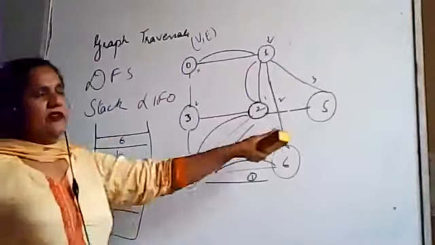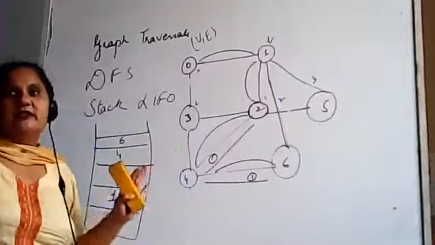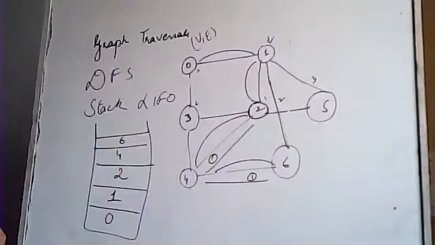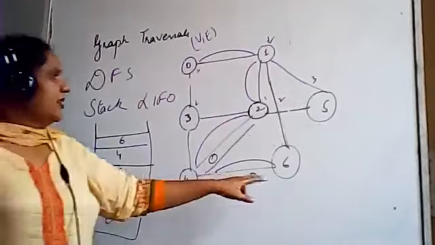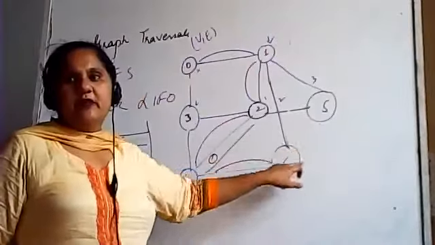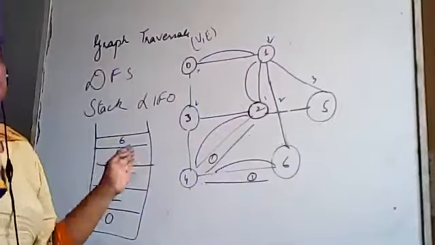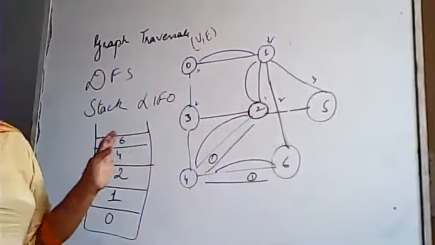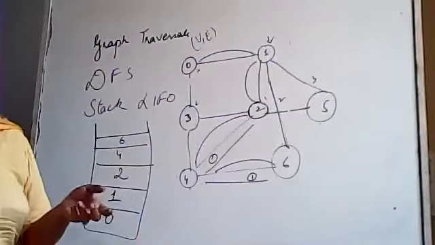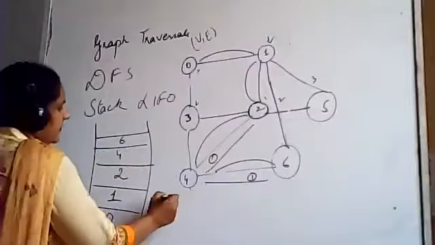Now we have skipped 5 here because we have not visited 5. Now how to visit it? See, if we want to go from here, since there is no direct edge between 6 and 5, it is not feasible for us to visit 5 from 6. That means there should be some other method. That method is called backtracking.